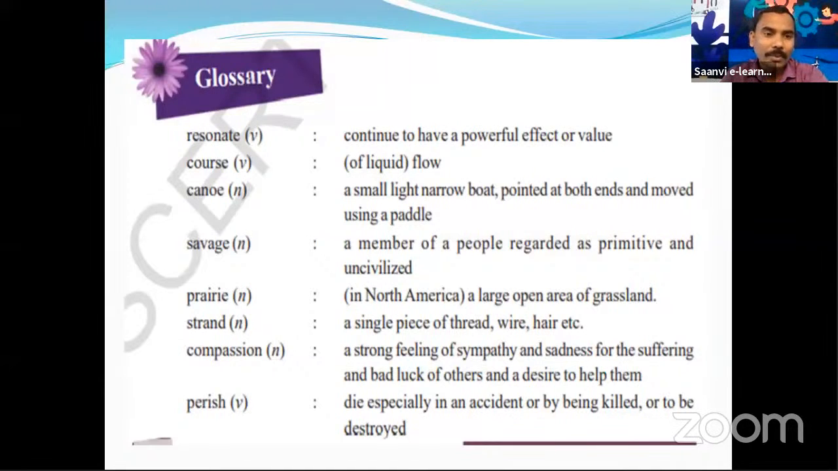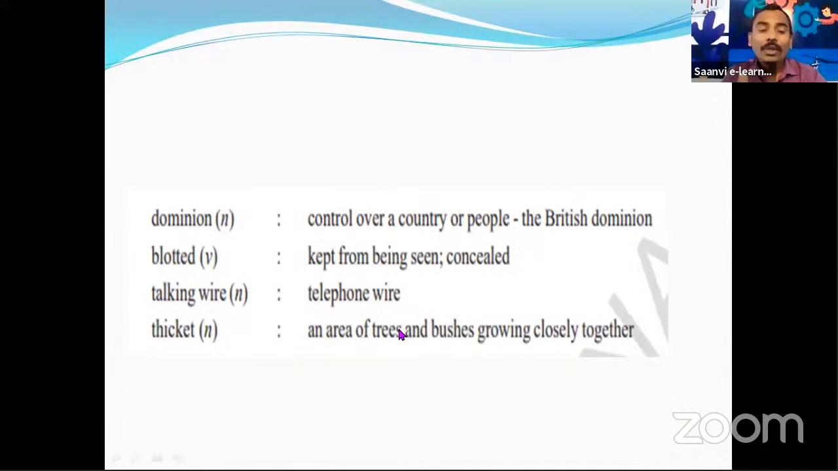Canoe, I have already shown you the picture. Savage means a member of a people regarded as primitive and uncivilized. Prairie. Strand means a single piece of thread, wire or hair, etc. Compassion means a strong feeling of sympathy. Perish means to die, especially in an accident or by being killed. Dominion, control over a country or people.